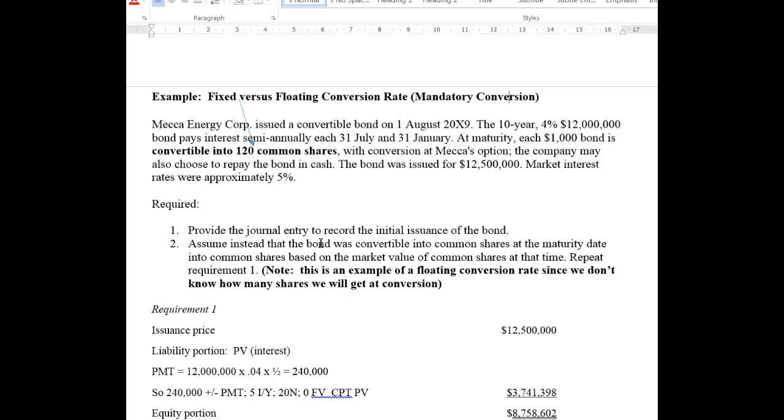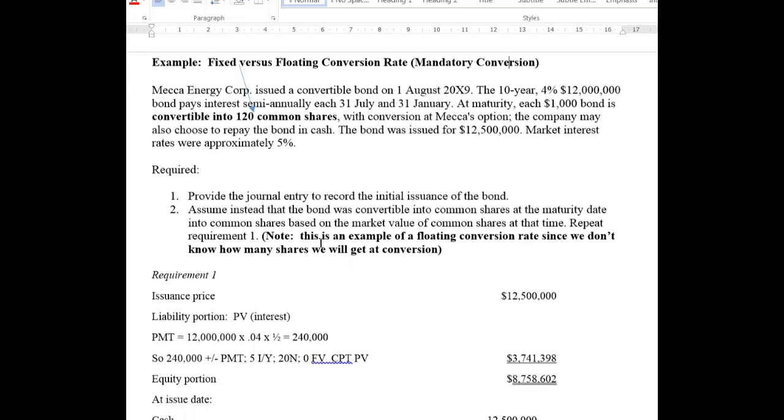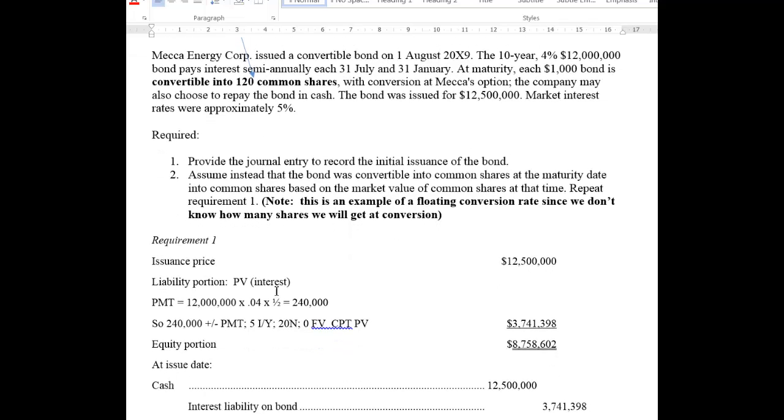So now we have to figure out what the present value of the bond is, but don't forget, we're only calculating the present value of the liability piece to be that of the interest, because that's the only thing that the issuer has to pay. The issuer doesn't have to pay the face value back. Don't forget, it's mandatory conversion. We can't force them to do that. So what we need to do is to compare the issue price of $12.5 million with the present value of the interest. So when we calculate the coupon, or PMT, we get $240,000.